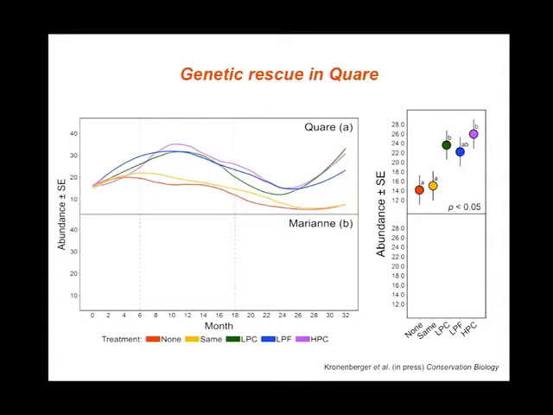And then if you average these abundances over the three replicate tanks, you can see a steady decline in the same and no gene flow treatments compared to the tanks that did receive gene flow. And these are the estimated marginal means, taking into account other factors that were included in the model. And so we did find evidence for genetic rescue in this Coray population.